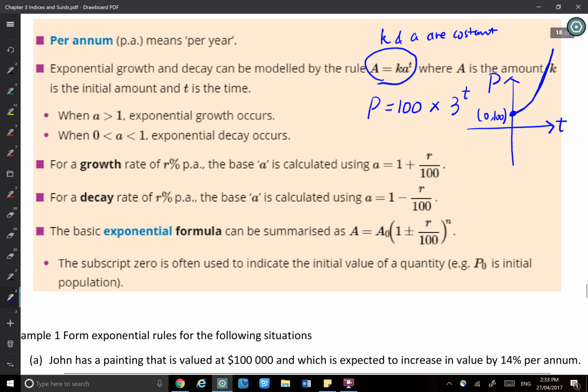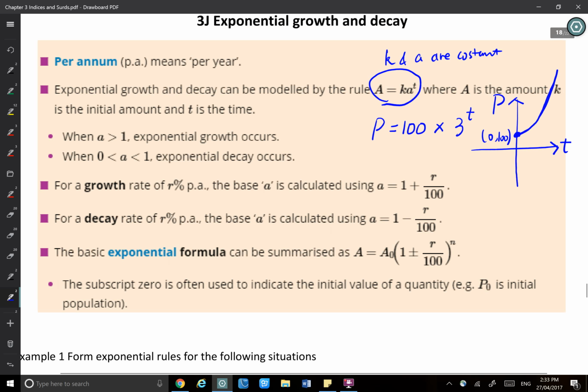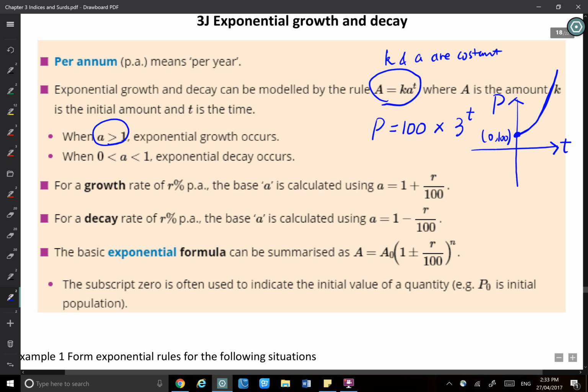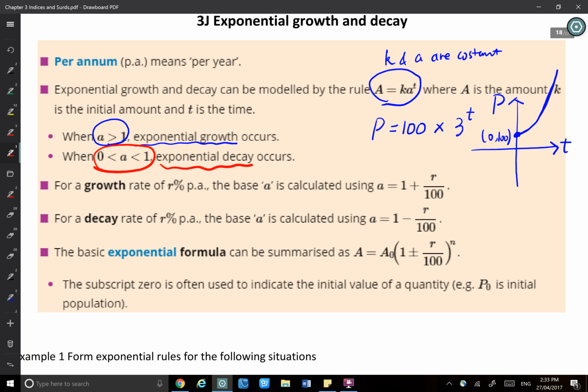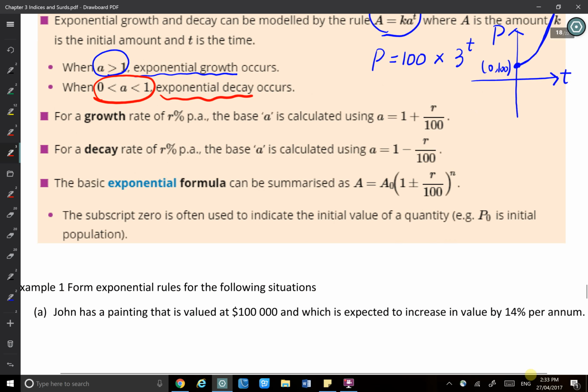But there will be some cases for a. If a is greater than 1, then it is exponential growth. But if a is in between 0 and 1, then that will be exponential decay. So what's exponential decay? It's a decreasing graph.